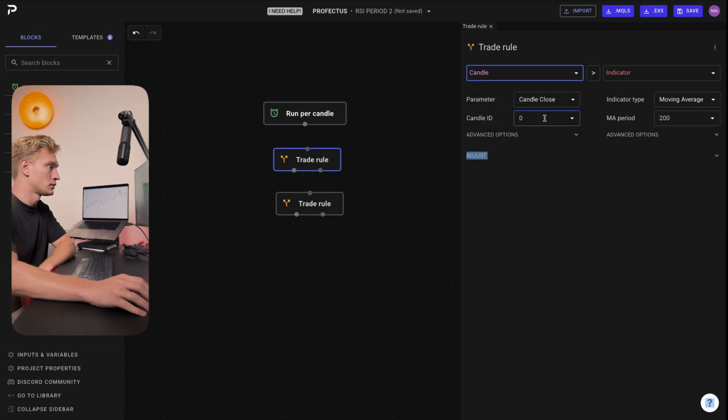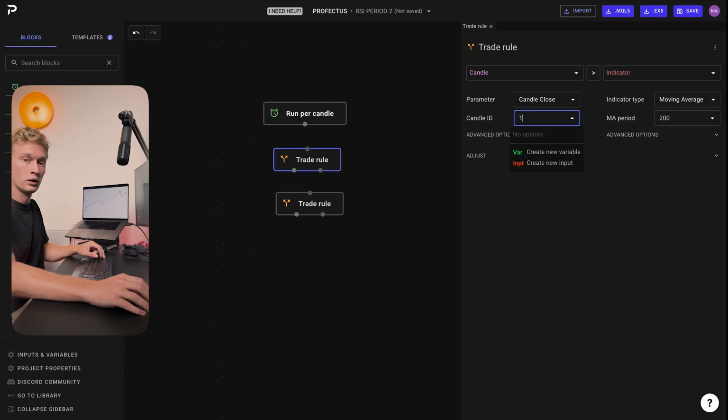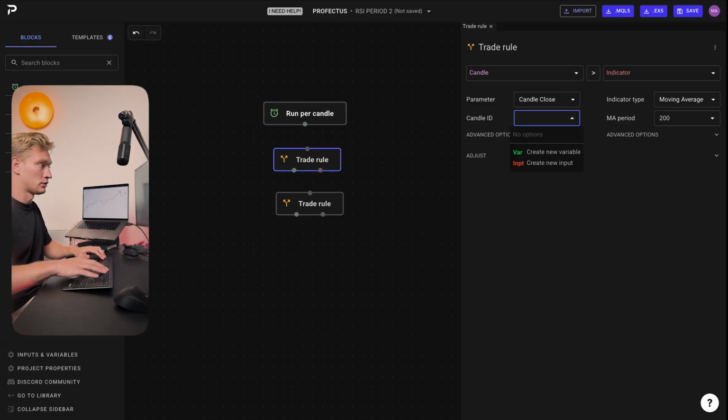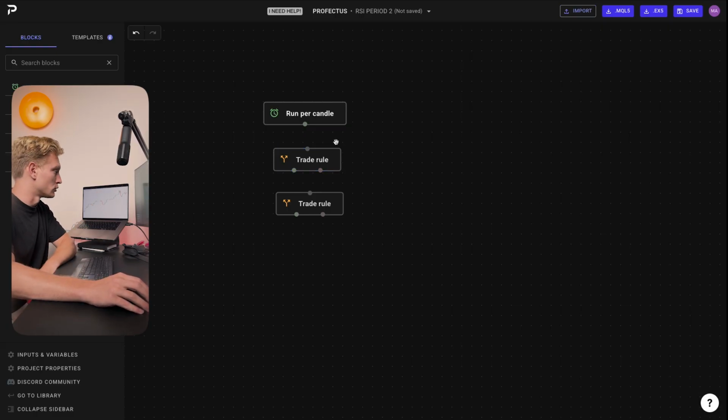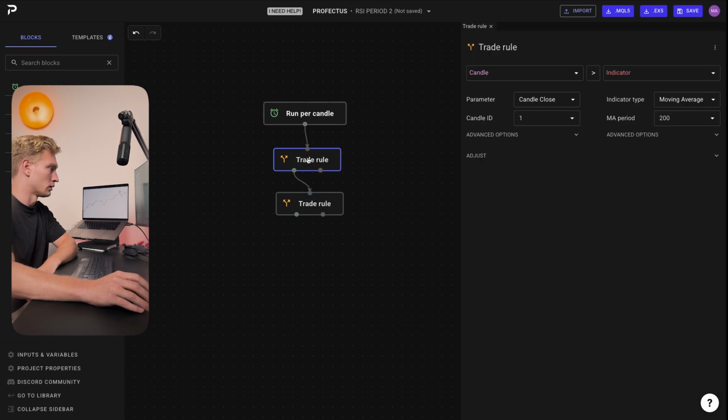And then the candle close of the last candle. So 0 is current price, candle ID 1 would be the last closed candlestick, 2 is the candle before that, but we want to have yesterday's candle. So the candle close of yesterday, or the open of today, you can also do that, is above the 200 moving average. Okay, done, that's the first rule. Let's connect this to that. Now we have every candle, we check that rule. Then you have yes and no here. Of course, we want a yes. We want to have this being true.